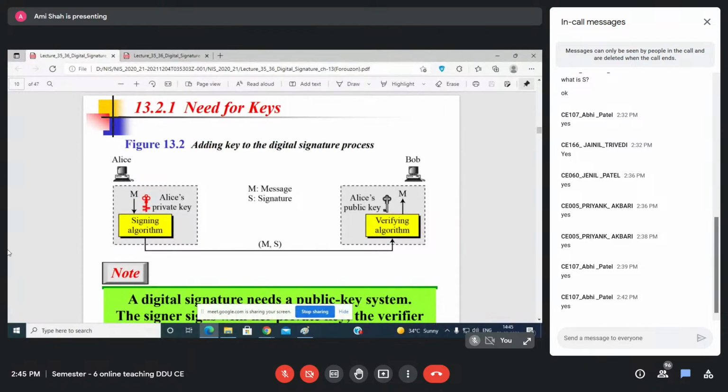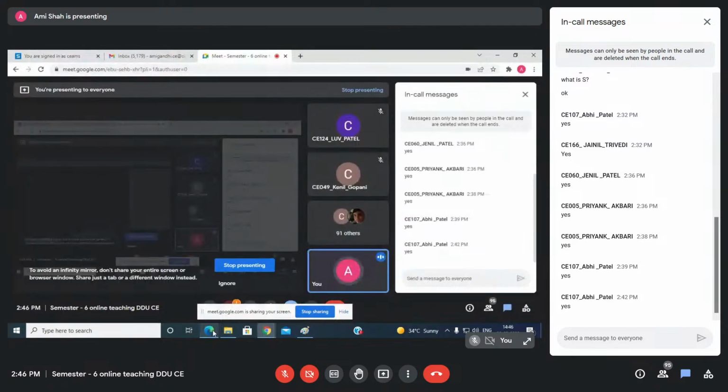Now, in the first lecture I explained that Bob can fool Alice. But here Alice is sure and says, okay, this key is from my side, I have sent this key. Is it clear to everyone? Bob can't fool Alice.